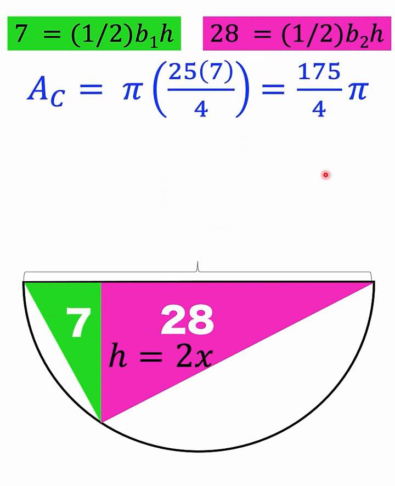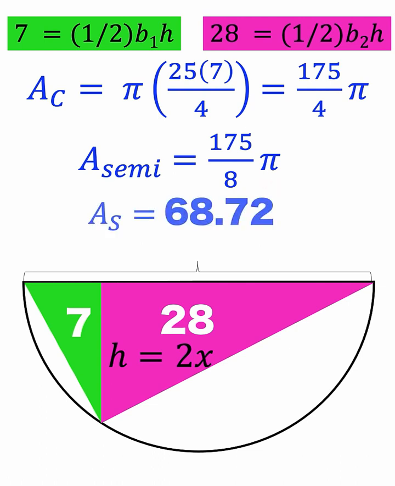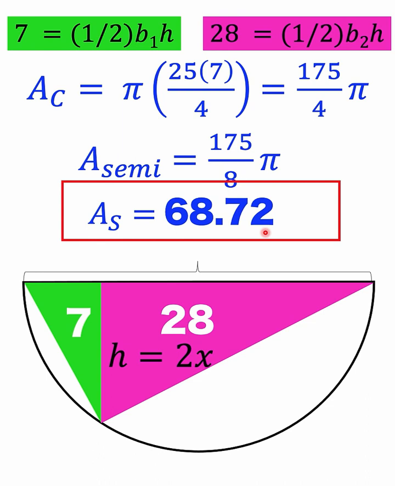So dividing 175/4 pi by 2, we arrive at 175/8 pi. In decimal, that is approximately equal to 68.72 square units. And this is now our final answer. The area of the semicircle is approximately equal to 68.72 square units.